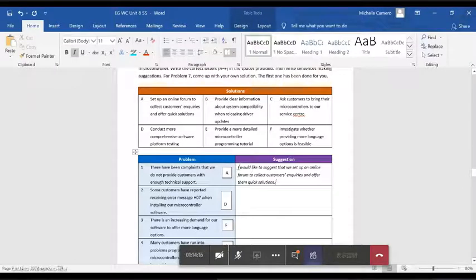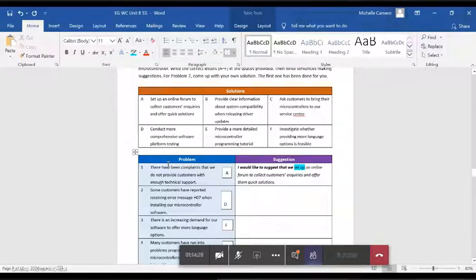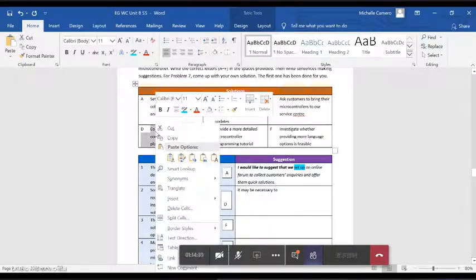What phrase did they use? They used, I would like to suggest that we, and then they used the verb set up. All right, so for this one, for D, they wrote, it may be necessary to conduct more comprehensive software testing.